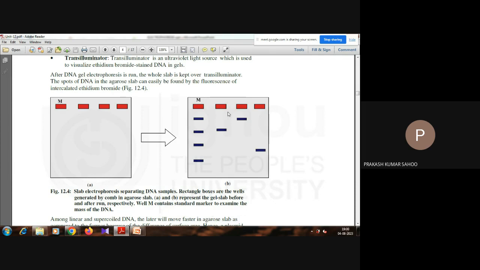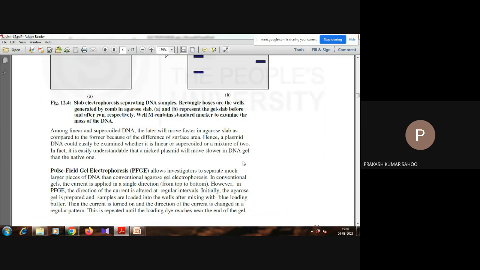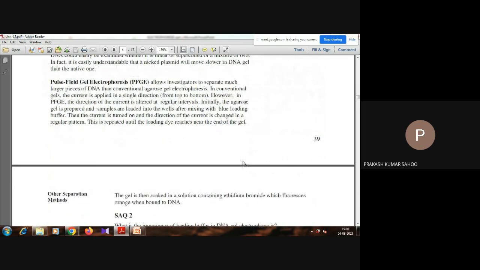So this is the process of your electrophoresis mechanism in DNA analysis. Then we have pulse field gel electrophoresis. It allows investigators to separate much larger pieces of DNA than conventional agarose gel electrophoresis. In conventional gel, the current is applied in a single direction. However, in pulse field gel electrophoresis, that is PFGE, the direction of the current is altered at regular intervals.